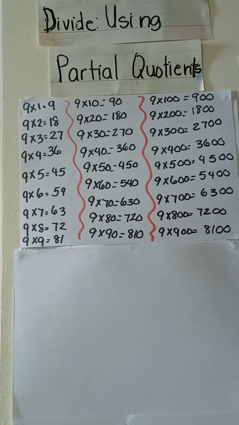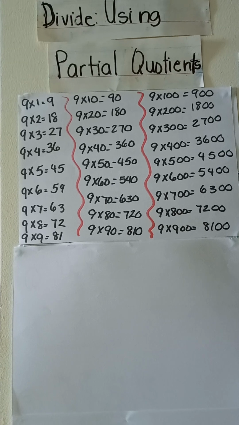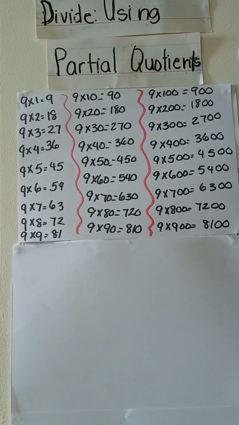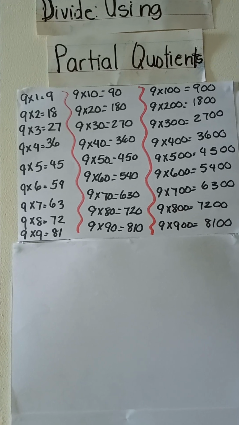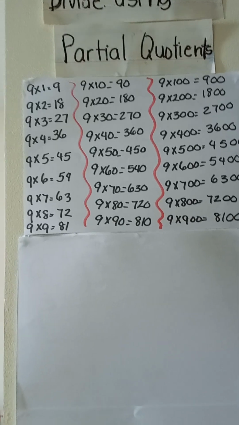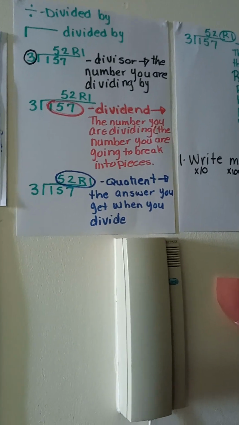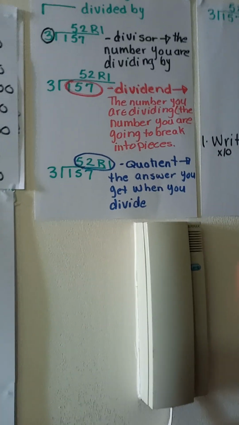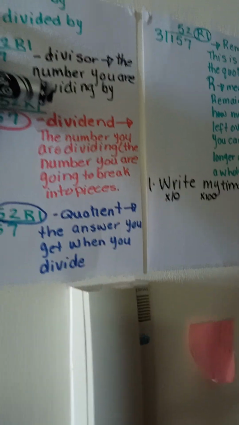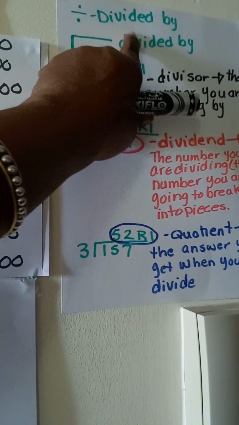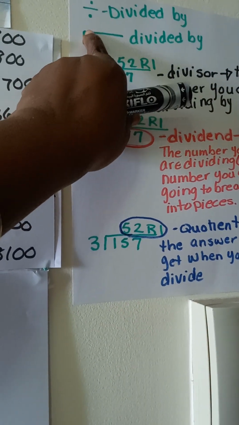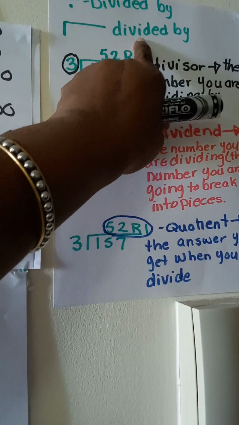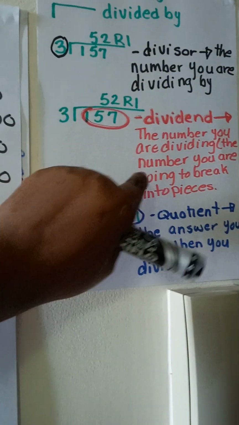And remember, we're learning to divide using partial quotients. Don't forget our vocabulary words that we learned earlier. Remember this symbol? It means divided by. This symbol, the division bar, also means divided by.